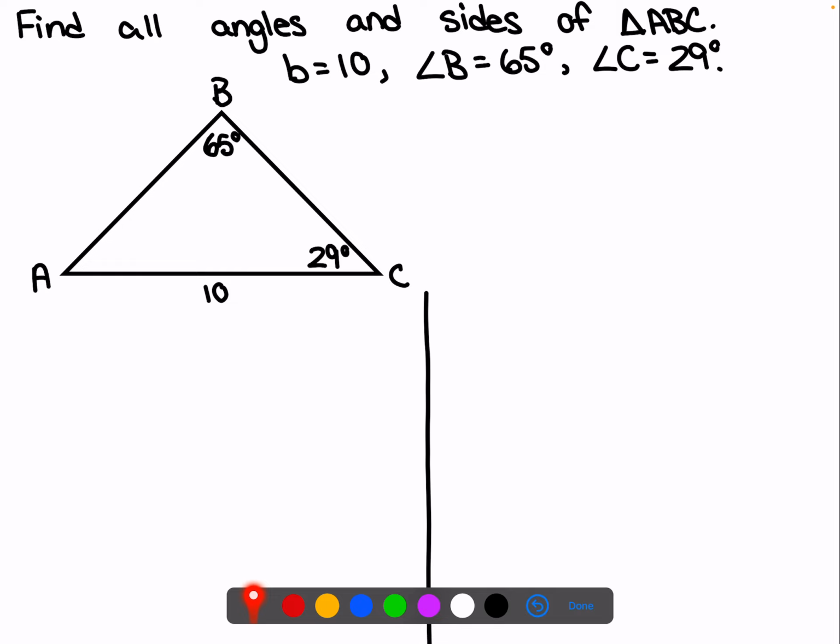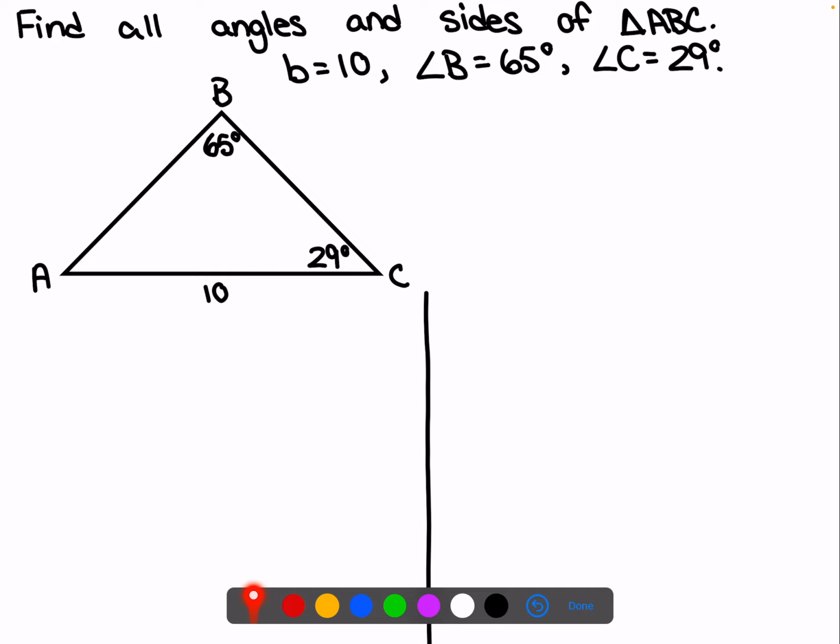Find all angles and sides of triangle ABC. They give us b is equal to 10, angle B is equal to 65, and angle C is equal to 29. Now, sometimes they won't give you this picture. They won't tell you the side lengths. They'll just give you triangle ABC. You'll need to draw it up yourself based upon just this given information, no picture. Make sure that you realize that the side length 10 will be opposite the angle 65 degrees. Very important when you set that up because that allows you to see the law of sines occurring.